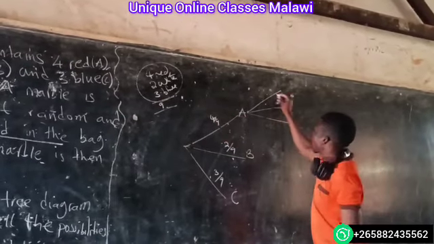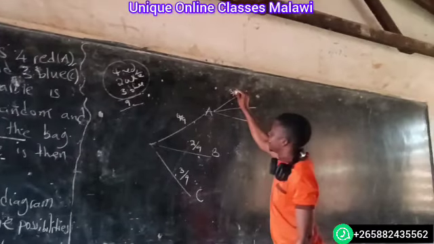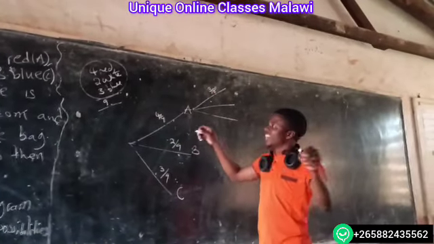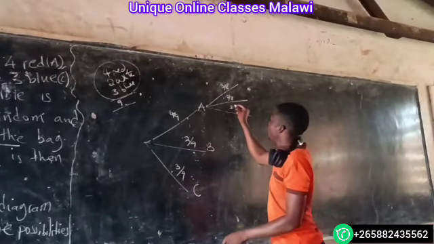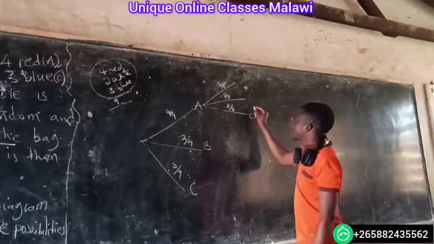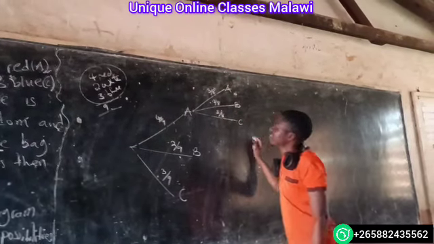So for red it is 3 over 8, and then 2 over 8, then 3 over 8. So we have C, B, A.